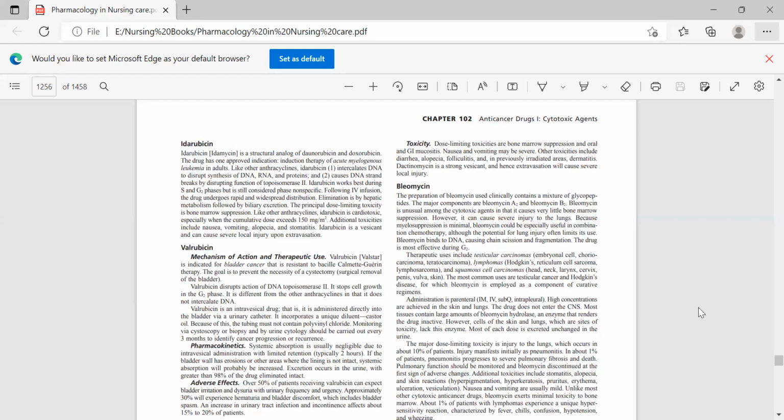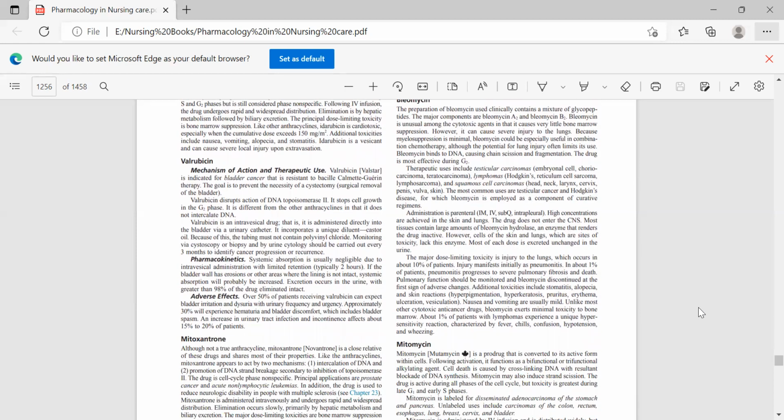The principal dose limiting toxicity is again bone marrow suppression. Idarubicin is again cardiotoxic, especially when the cumulative dose exceeds 150 milligram per meter square. Other adversities include nausea, vomiting, alopecia, stomatitis, and it is a vesicant and can cause severe local injury upon extravasation. Next drug is valrubicin.